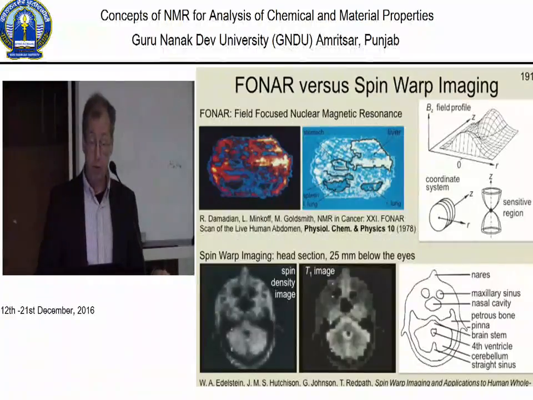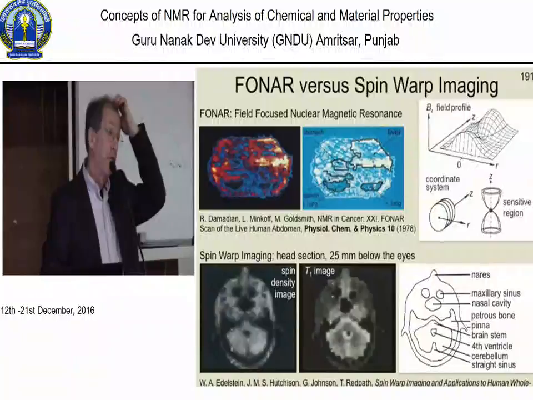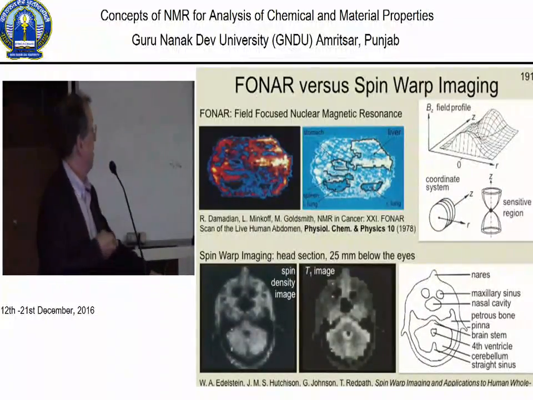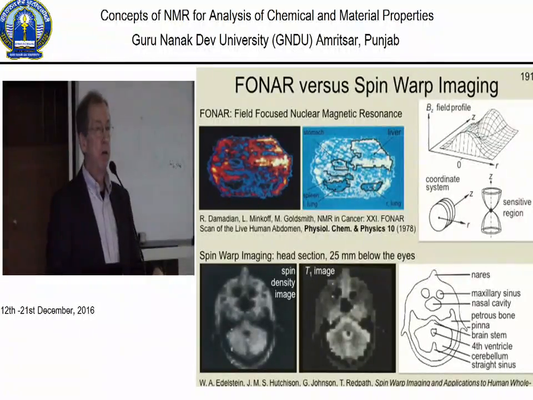So that's another beautiful application. And here we go to the first medical images. There are two ways. This is a method that Damadian has come up with. He has a patent on NMR imaging.